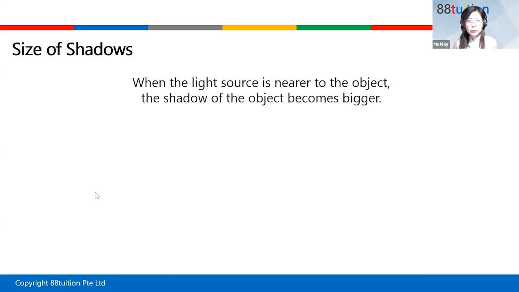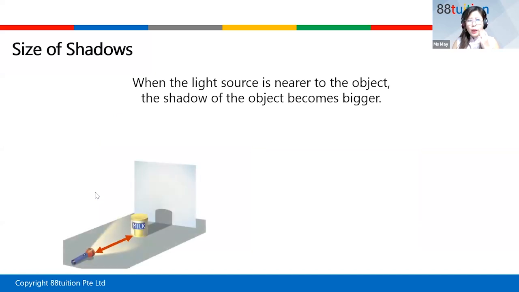Size of a shadow. When the light source is nearer to the object, the shadow of the object becomes bigger. Do you know why? Why, when the light source is nearer to the object, does the shadow of the object become bigger? What is the concept behind this? Kaden, yes.